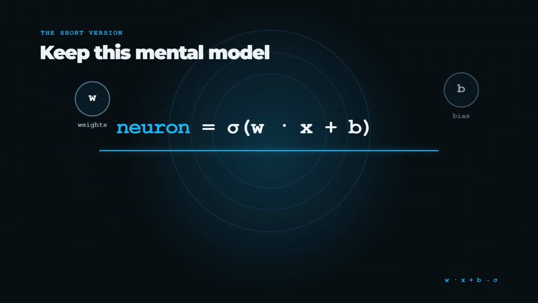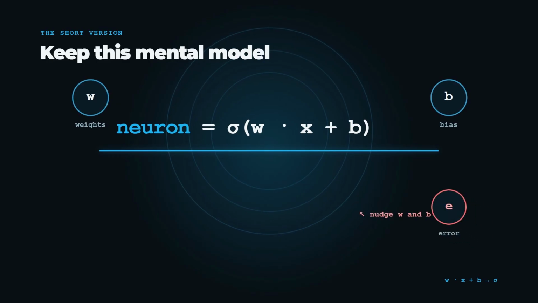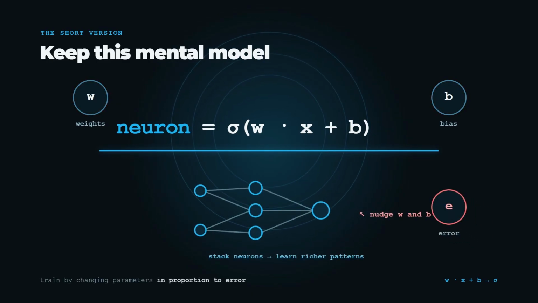The short version? A neuron is activation of W.X plus B. You train it by nudging W and B in proportion to its error. And stacking neurons into layers is what lets a network learn anything interesting.